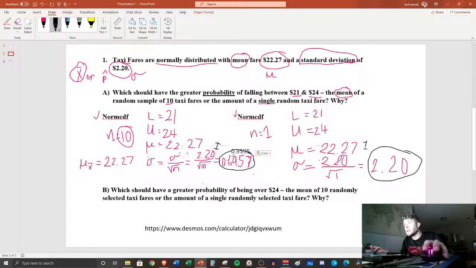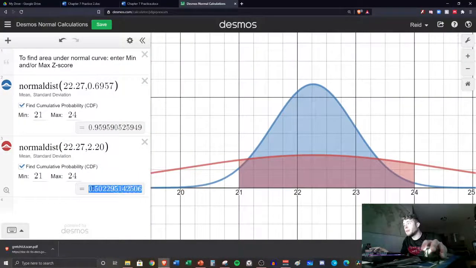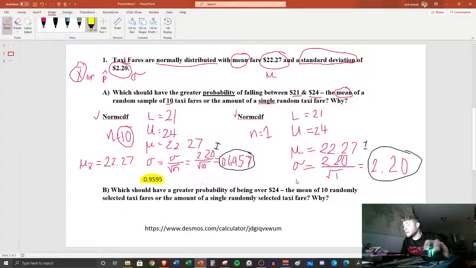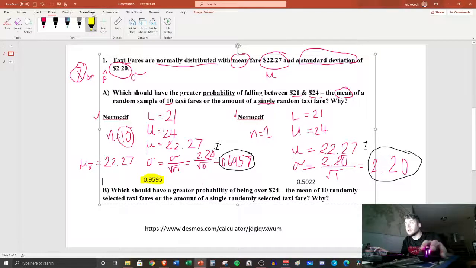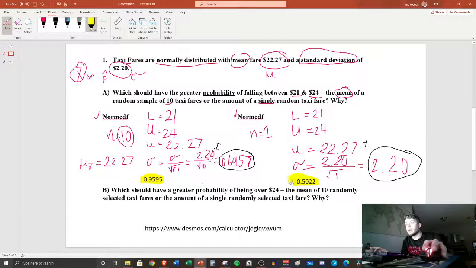Okay. So this is our answer for that normal distribution. That's our answer for that one. Then we grab this one here, that in there. Okay, so there's our calculation. There we go. So this one is larger.